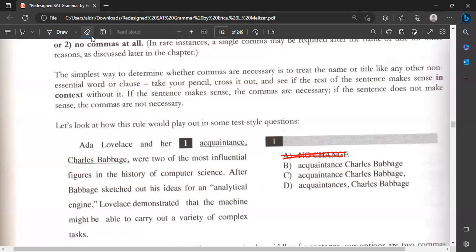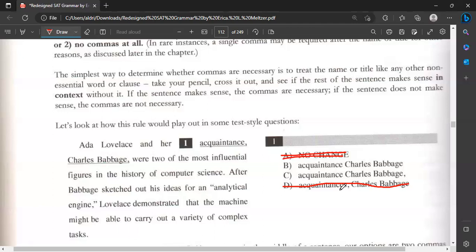Okay. And then let's also remove D. No one said D. So D is wrong because it says "and her acquaintances, Charles Babbage," but that's one person, right? We're told two of the most influential. So we can cross out D, right? We're just left with B and C, right? Is that okay? That's fine. I get what you're saying.